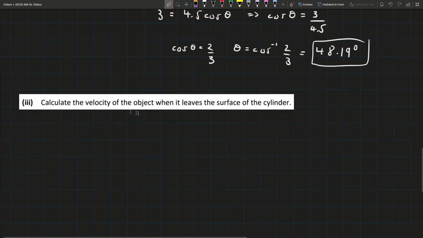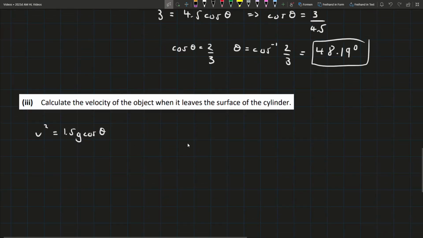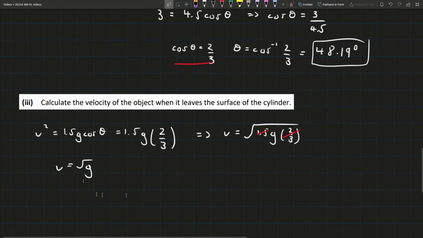Calculate the velocity of the object when it leaves the cylinder for part 3. This is very easy. V squared is 1.5g cos theta. Copy that down here. We know that cos theta is 2/3 from here. So that's equal to 1.5g times 2/3, which means that v is equal to the square root of 1.5g times 2 over 3. You could get a decimal on that, or you can notice something that works out nicely for future calculations as well: 1.5 times 2/3, they actually cancel. So v is actually just the square root of g.